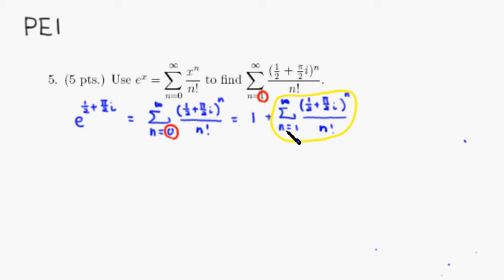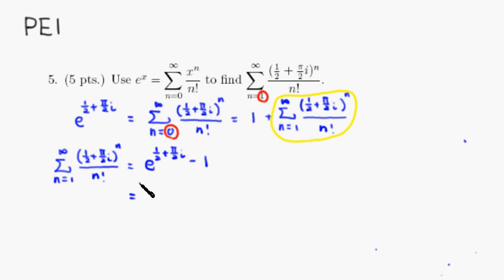So what we need to do is subtract 1 from this. What we want is the summation from n equals 1 to infinity of (1/2 plus pi over 2i) to the n over n factorial. This is simply e to the 1/2 plus pi over 2i, and then minus 1, because we have to subtract 1 to get that. Then we just have to simplify.